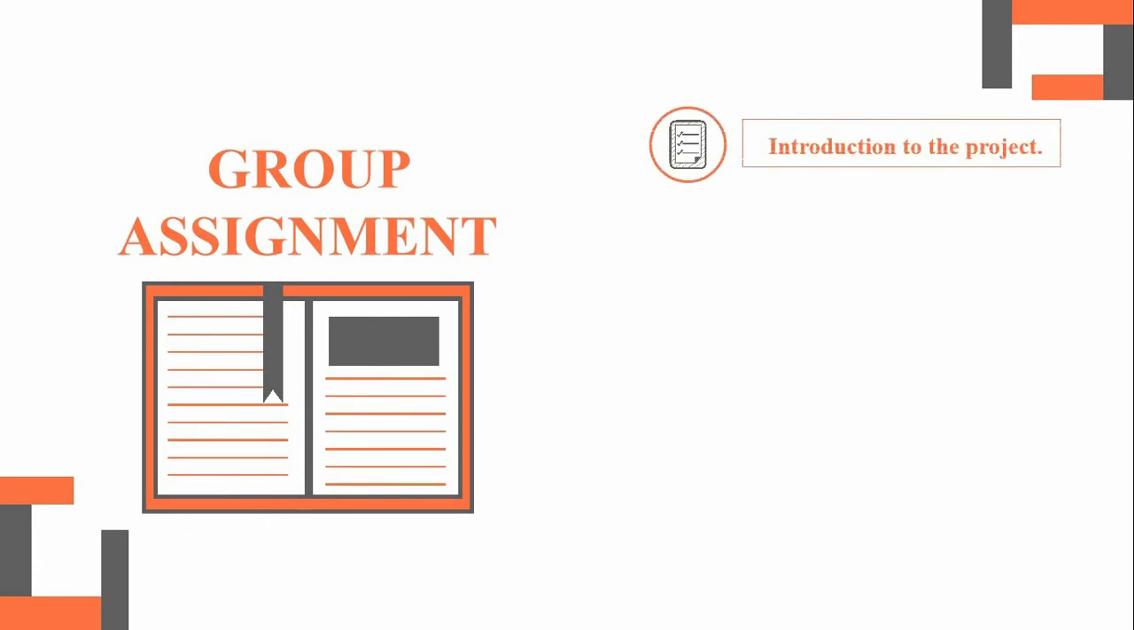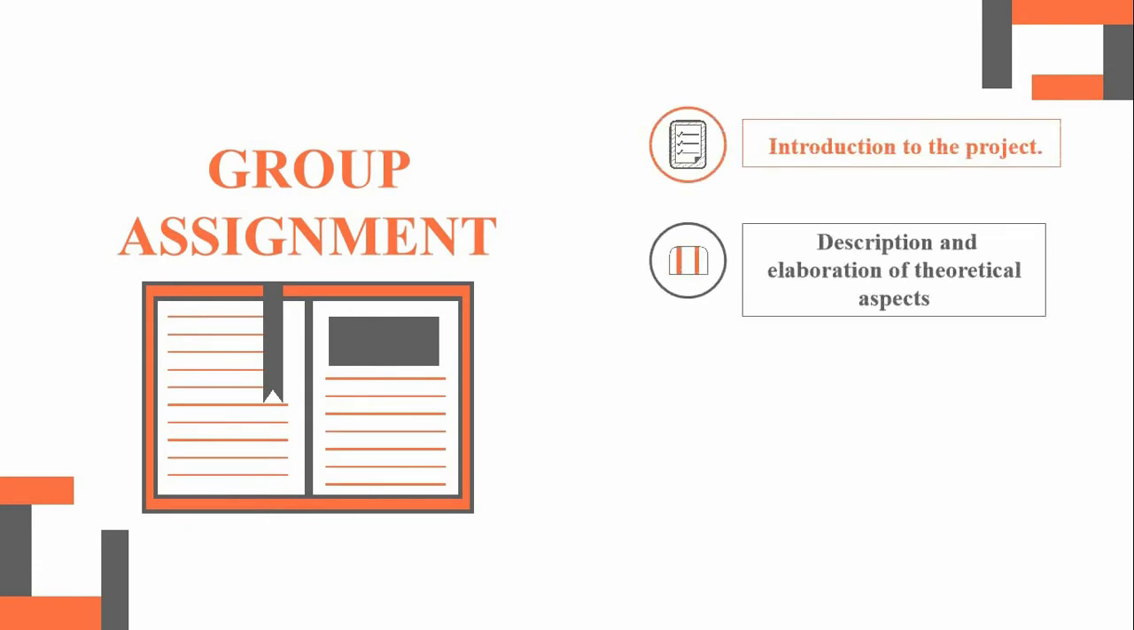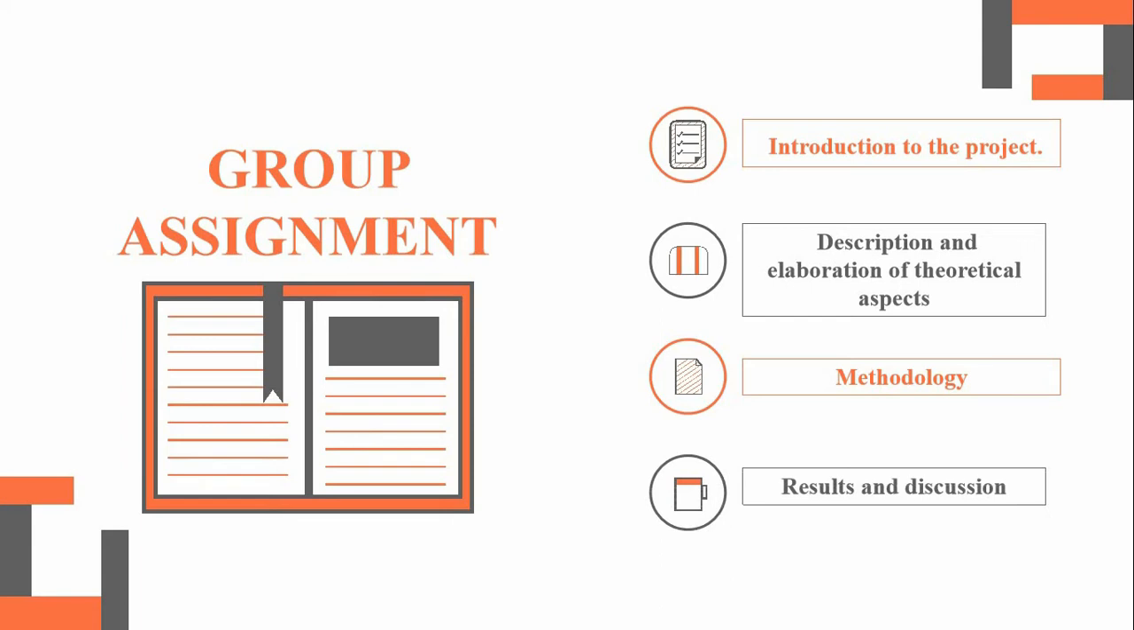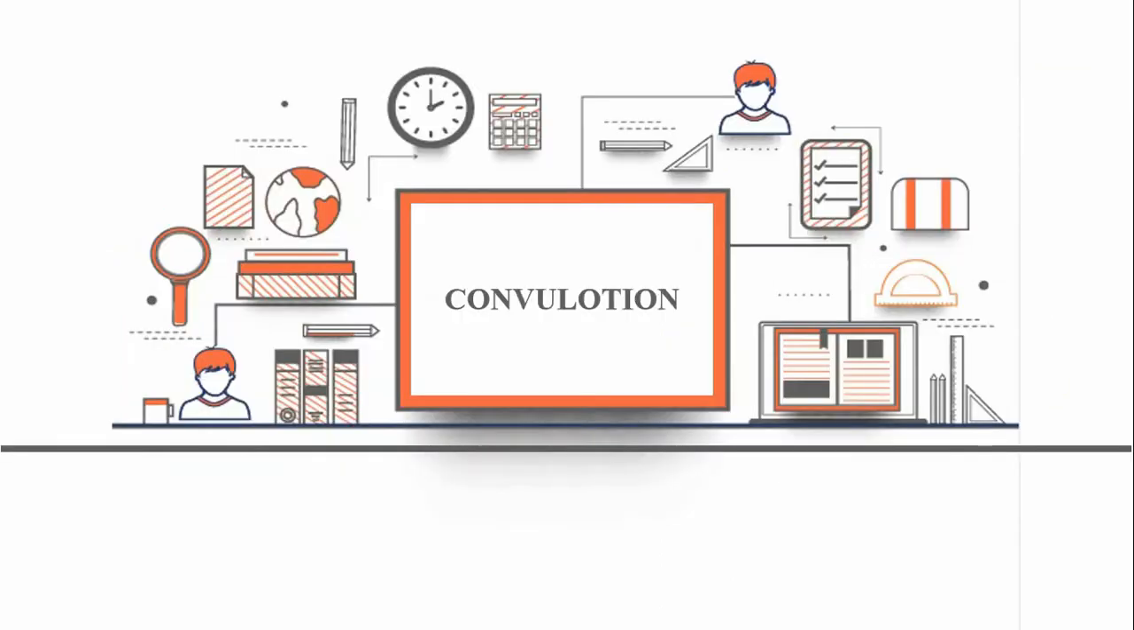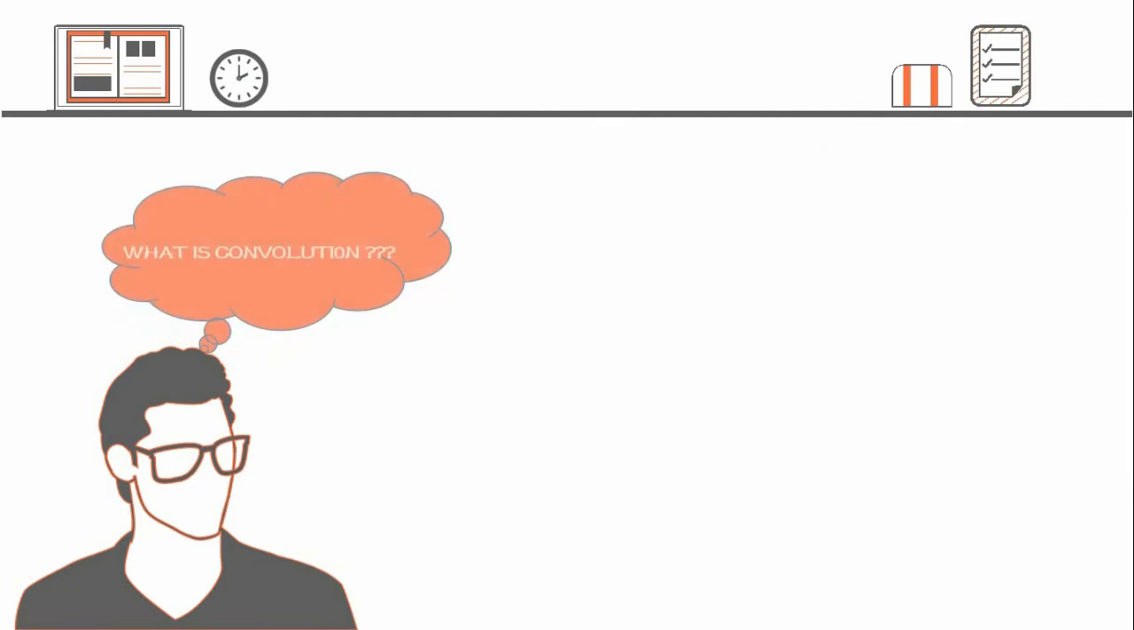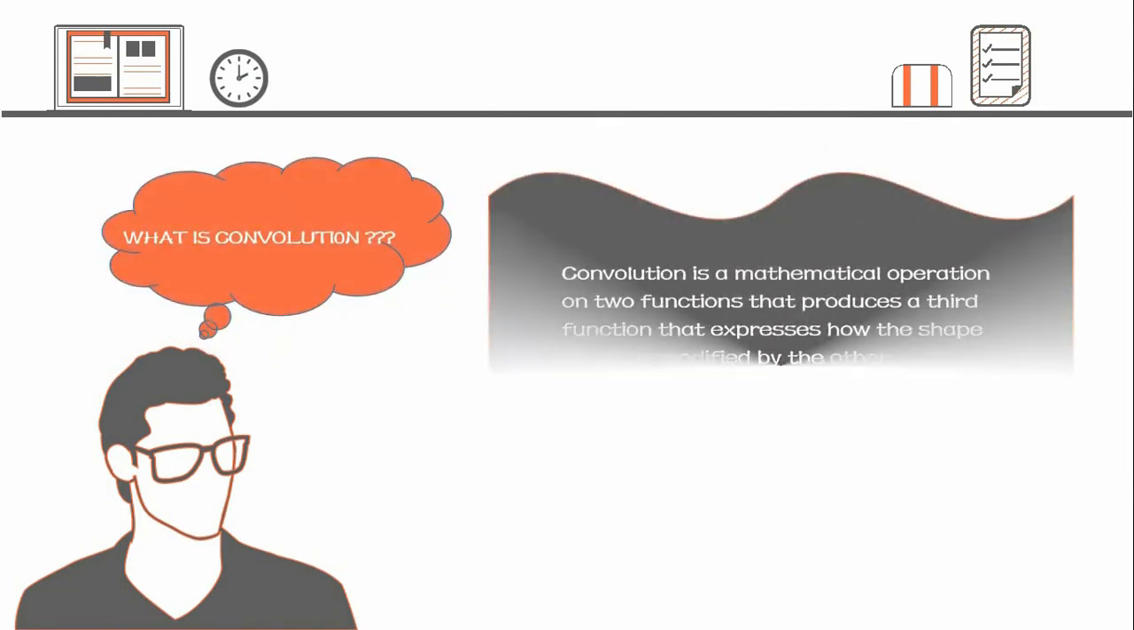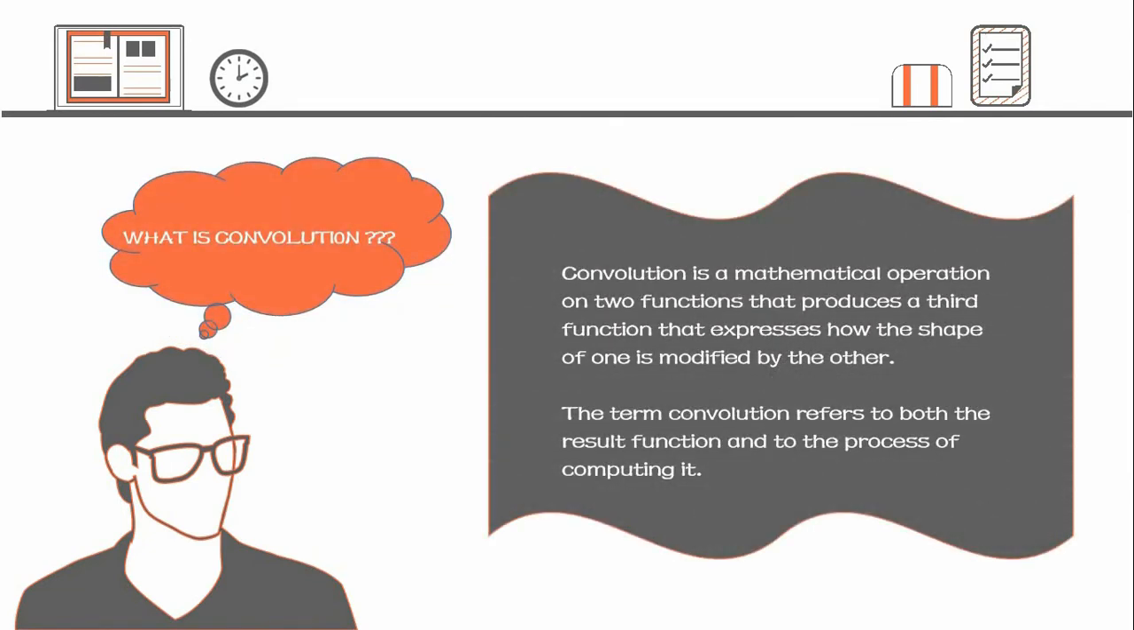It consists of an introduction to the project, description and elaboration of theoretical aspects, the methodology, and finally the result and discussion. Convolution. What is convolution? Convolution is a mathematical operation on two functions that produces a third function that expresses how the shape of one is modified by the other. The term convolution refers to both the result function and to the process of computing it.